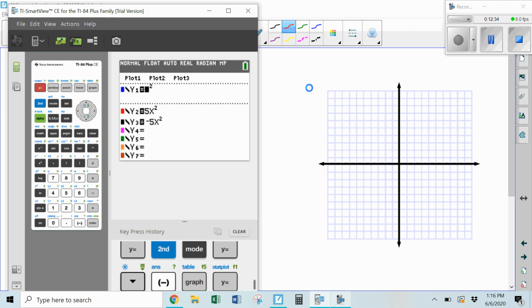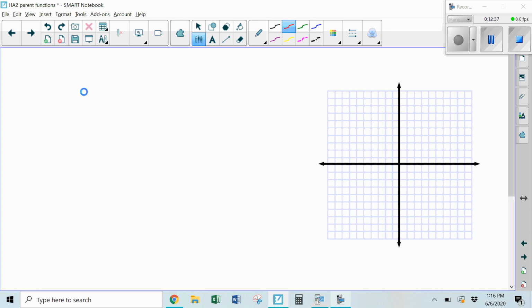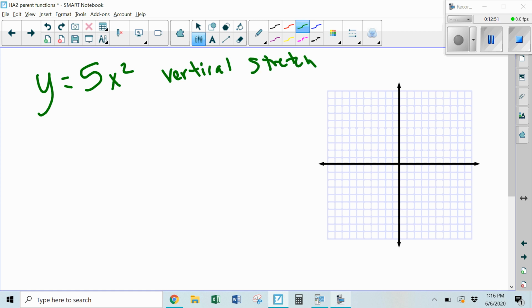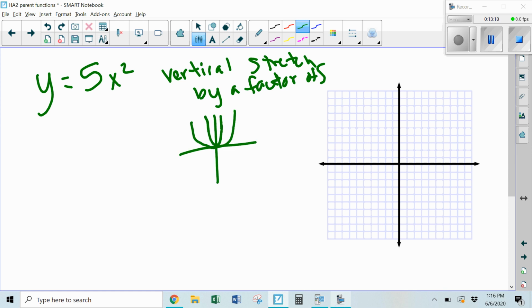So those are things we want to write on our note paper. So y equals 5x squared. We call that a vertical stretch by a factor of 5. Maybe you want to draw it. So if this is the parent function, it's going to vertically stretch. It's going to move up vertically quicker.